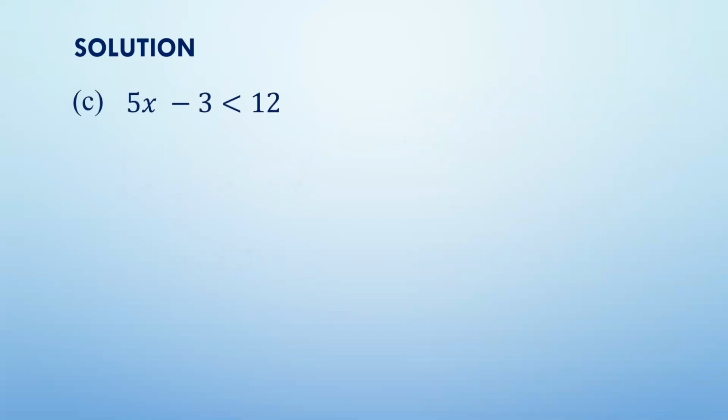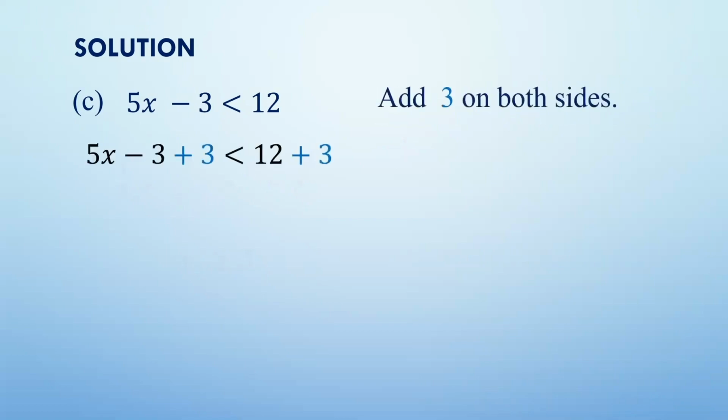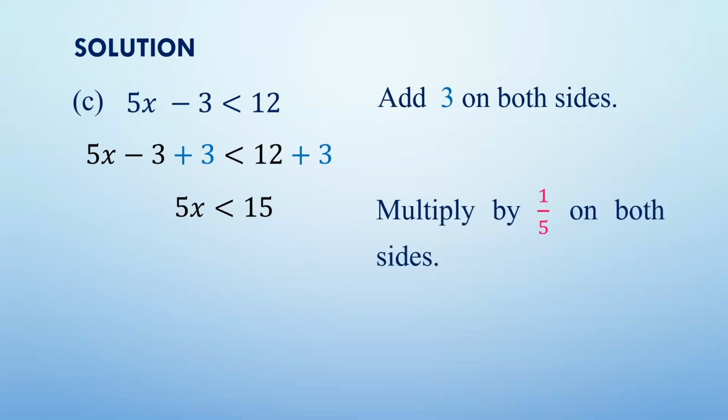Here we have two operations. So first I need to eliminate the minus 3. So the additive inverse of minus 3 is plus 3. I add 3 on both sides. And I get 5x less than 15. Now to eliminate 5, I need to multiply by the multiplicative inverse of 5, which is 1/5. So I multiply by 1/5 on both sides. And I get x less than 3.